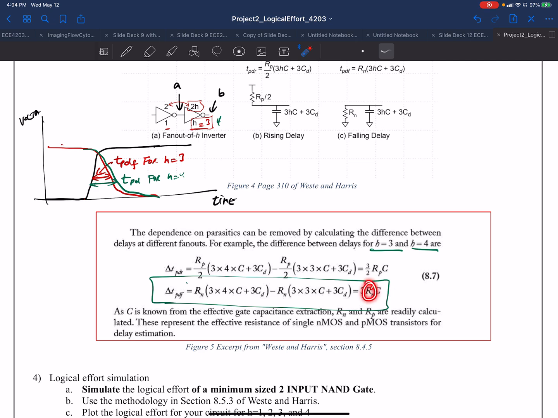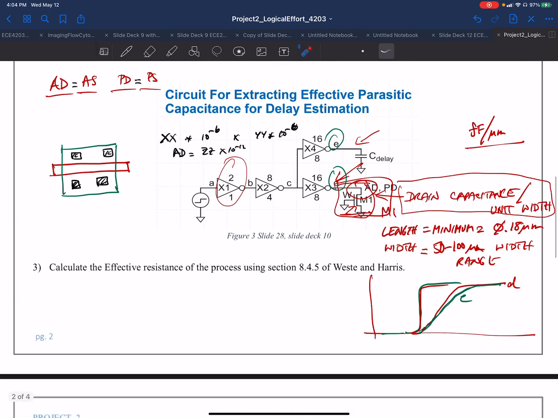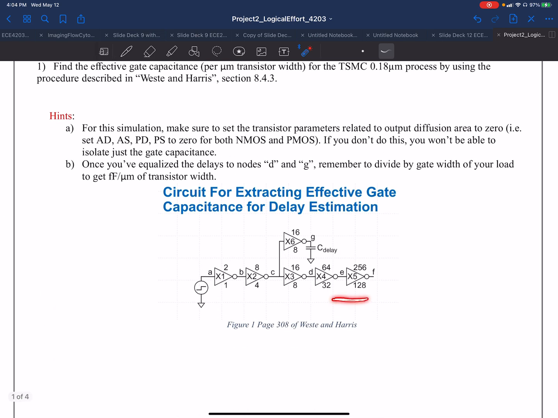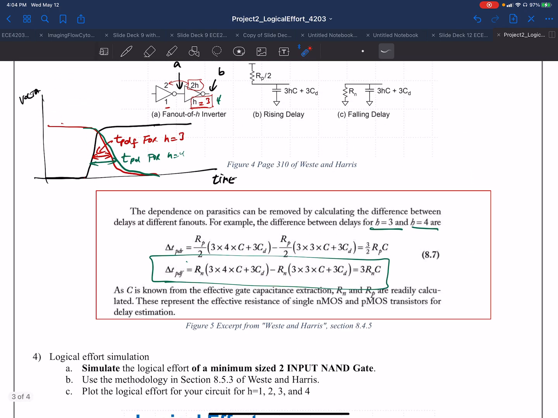And R sub n is what you want to calculate. You have C, which is the gate capacitance from 1 here. So you calculated that or measured it, however you want to look at it. And now you have this value, which is the difference between these two simulations of H equal to 3 and H equal to 4. And remember the delays from here to here is your prop delay, 50% to 50%. And that's equal to 3 R sub n C, and you're trying to solve for R sub n.